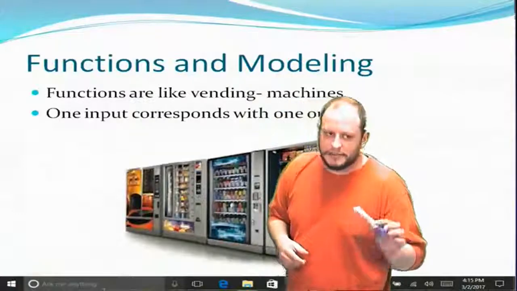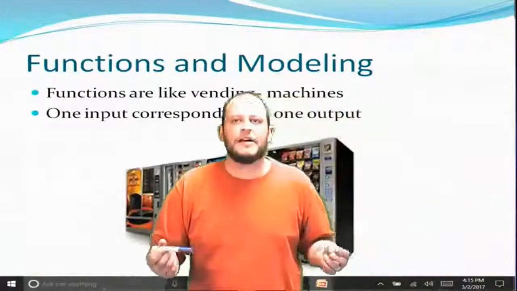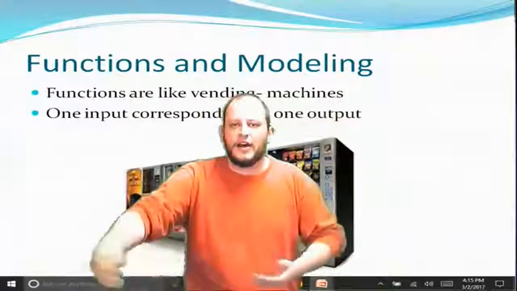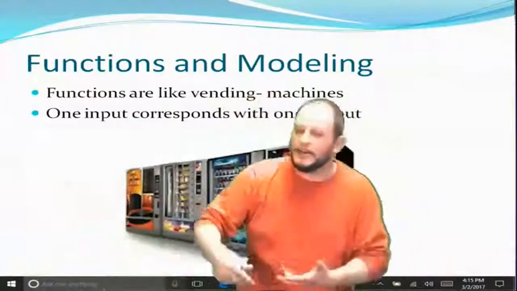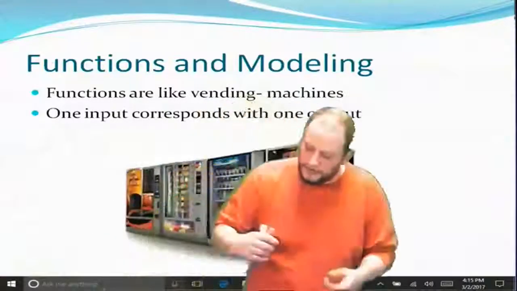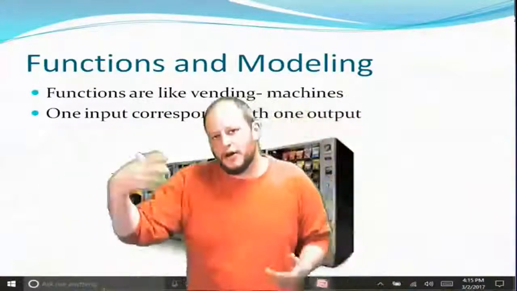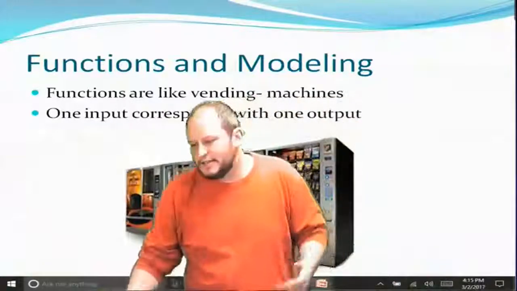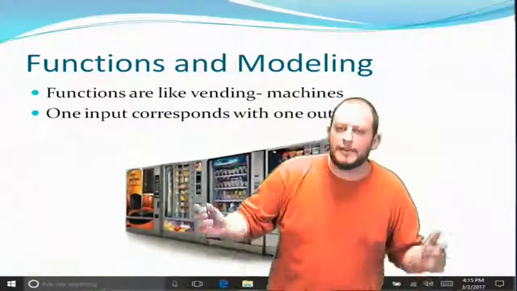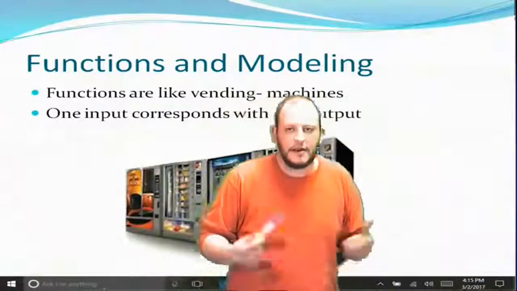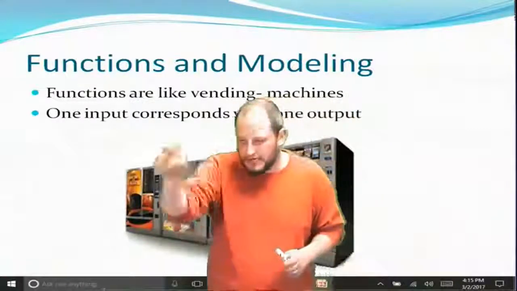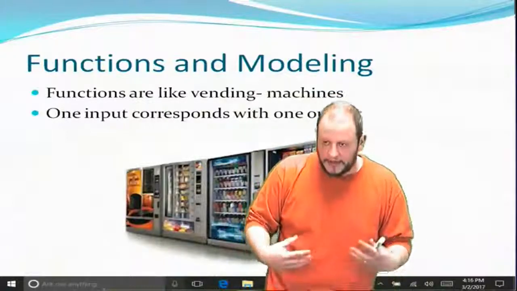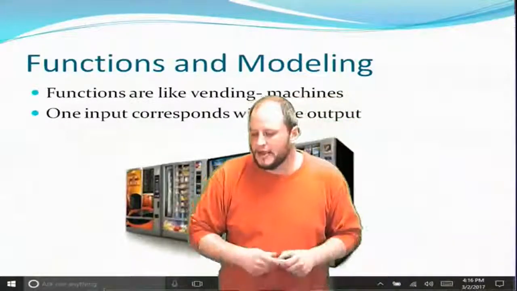In math, the way I like to think about functions is vending machines, right? If we hit A1, out pops our Doritos. And if we hit A2, out pops our Ruffles. And if we hit A3, out pops some Sun Chips. And if we hit D12, we might get some gum. If we hit C4, we might get a Hershey's bar, right? So this is how a vending machine works. If you tell it what you want, it outputs something according to what you put in.